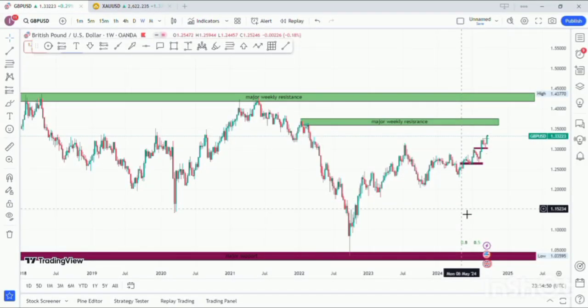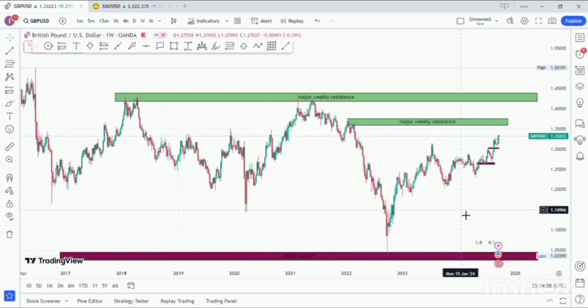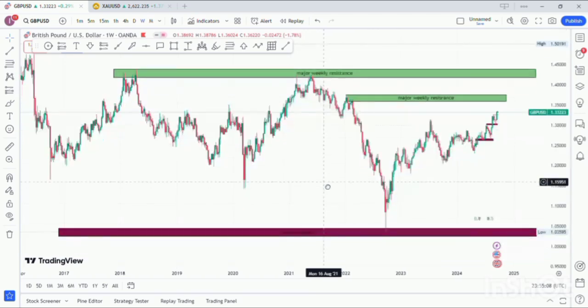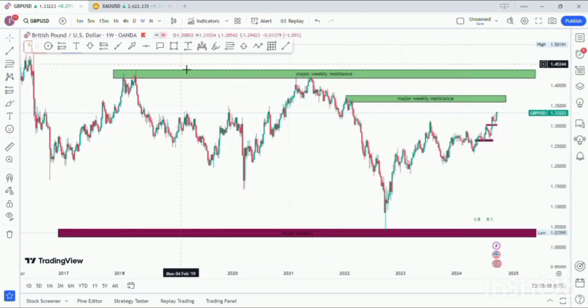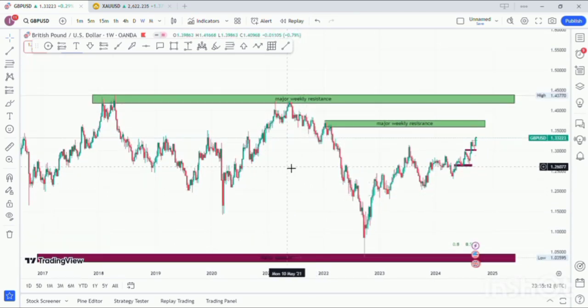Alright guys, so this is GBP USD on the weekly time frame, so we can spot out key resistance and support zones that we need to be looking out for. So right here on the weekly time frame for GBP USD, we can see that this is the valid resistance zone. Remember I said a resistance zone is a zone that traders are more likely to sell from. So this is a valid resistance zone.